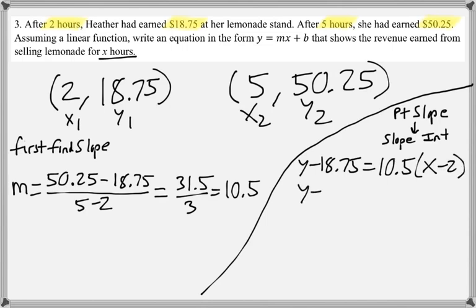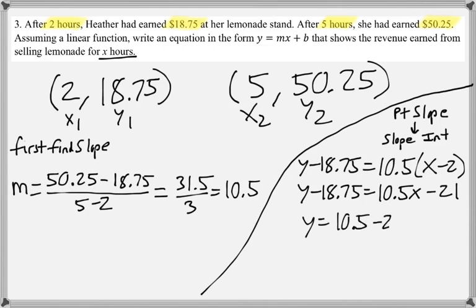And if I distribute that, I get 10.5x minus 21. And then if I add the 18.75 to both sides, I get 10.5x minus 2.25. And I forgot my x. There we go.